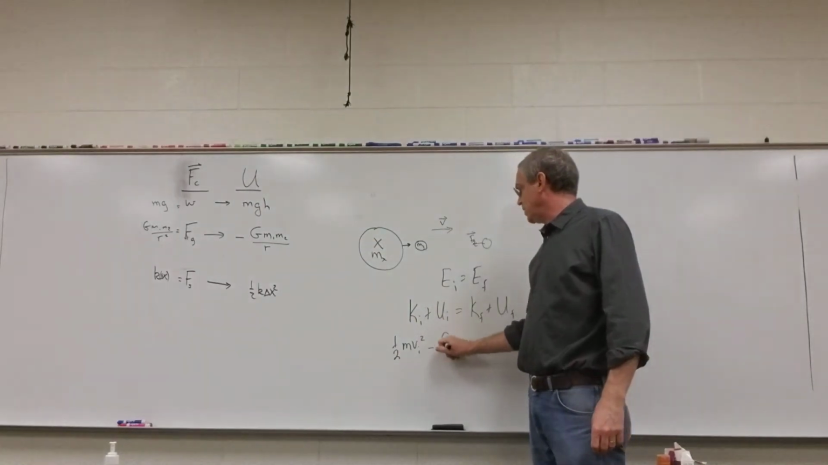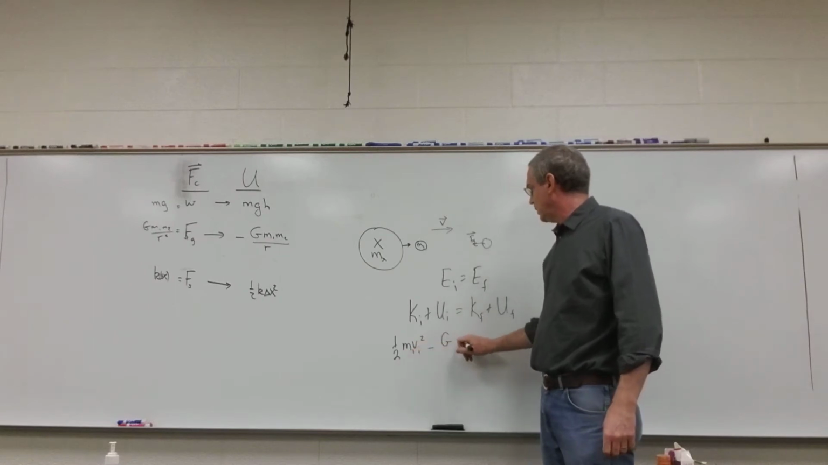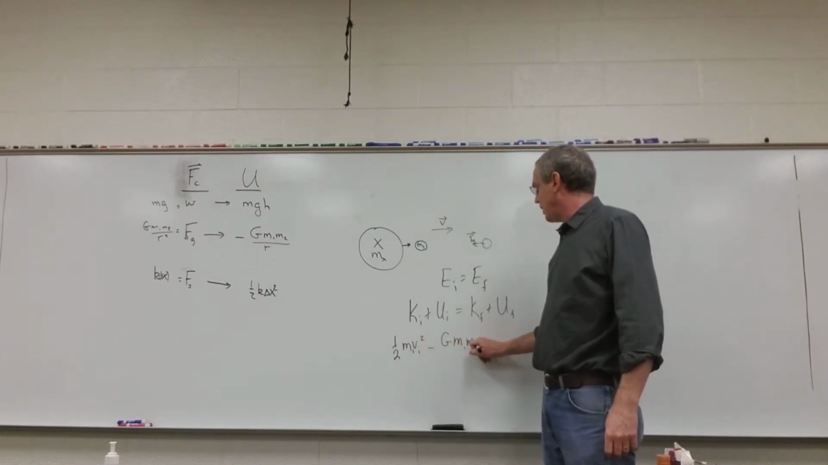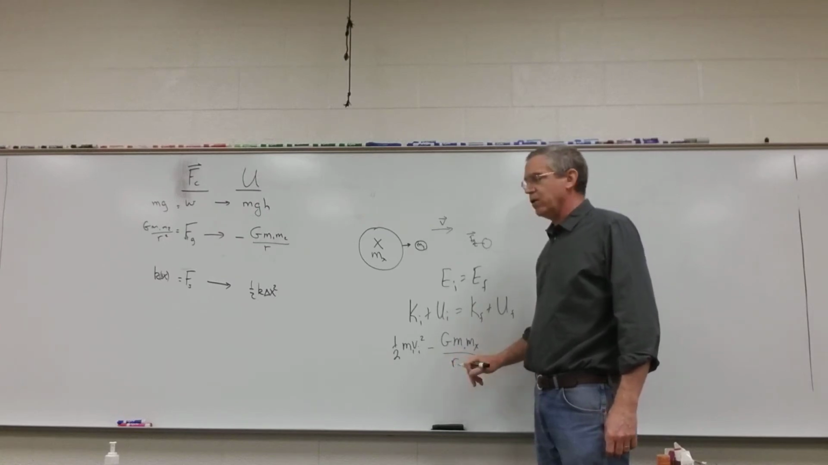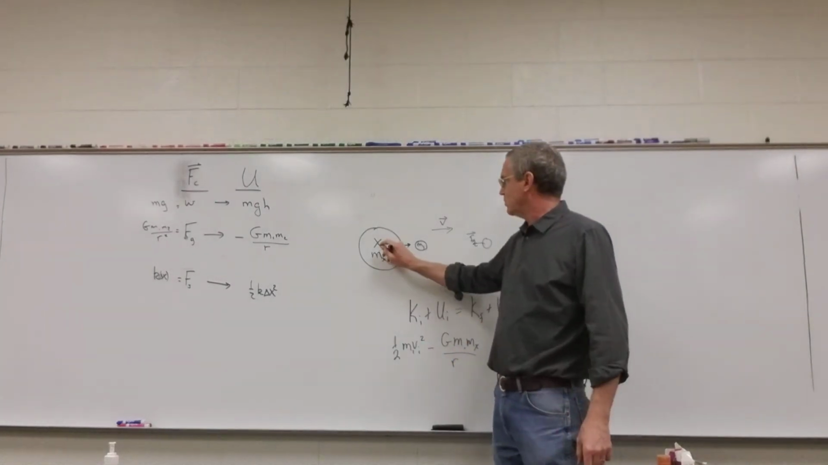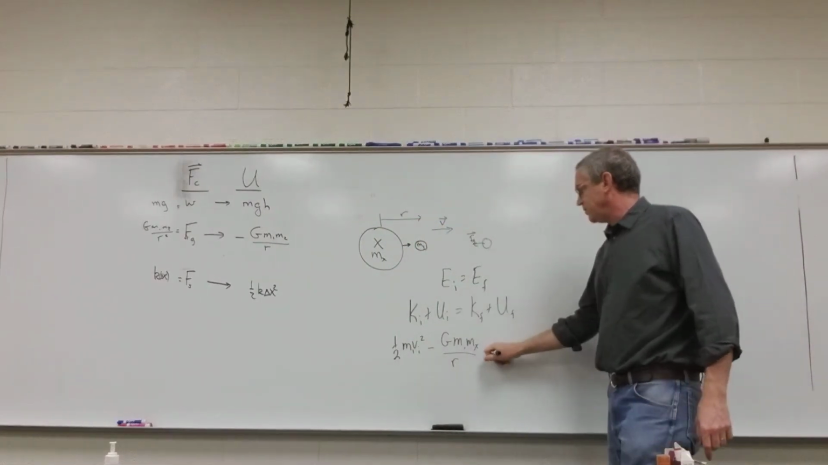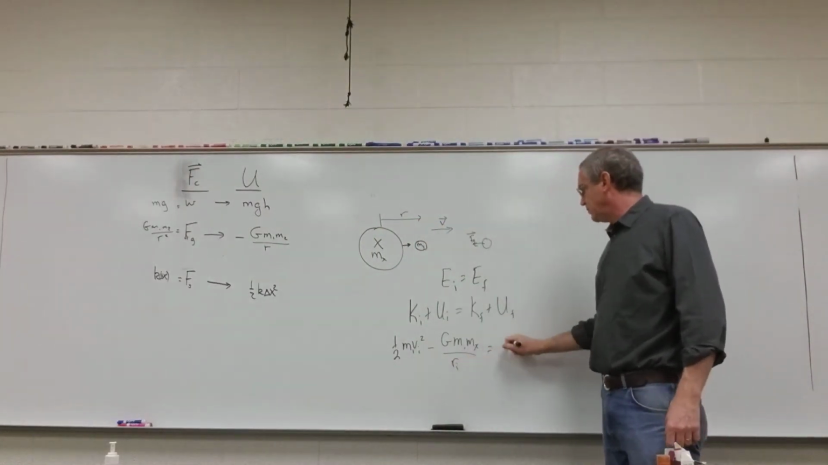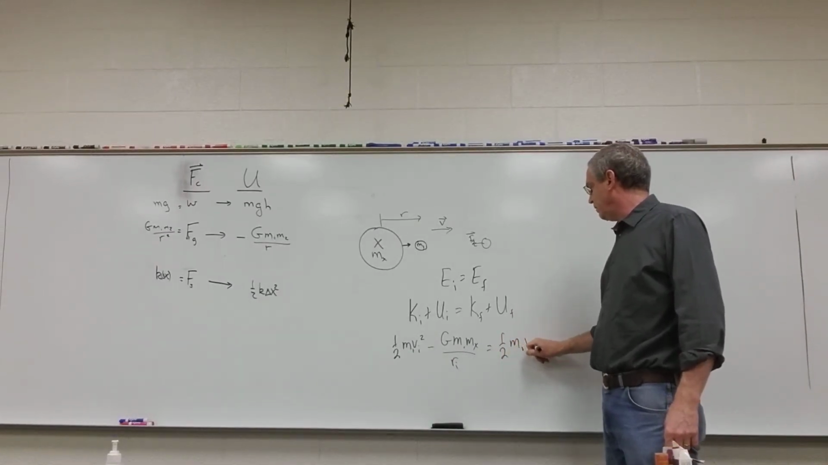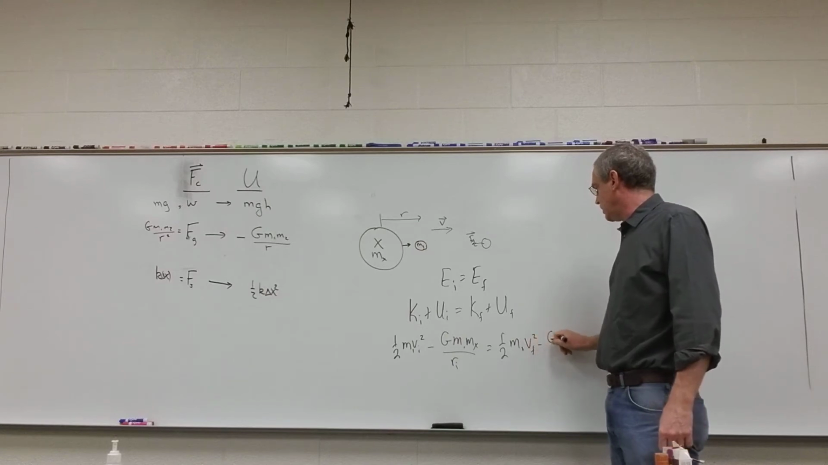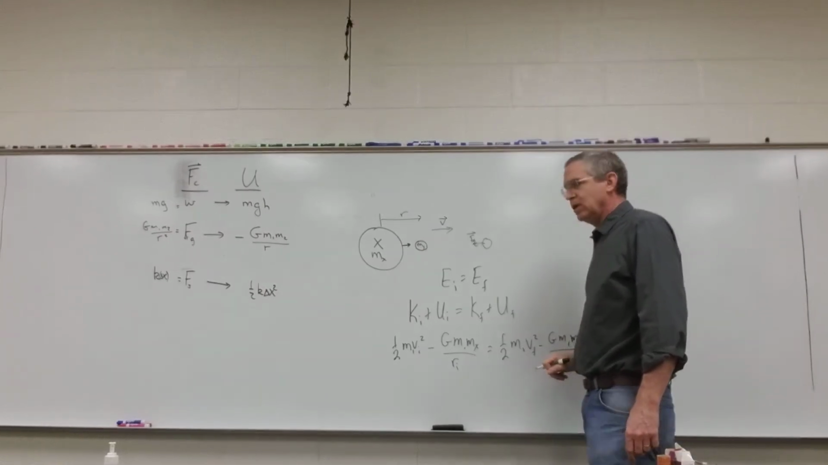So minus G, mass 1, mass x over r. And r is the distance from the center. So r would be the distance from here to here. That's r initial, is equal to 1/2 mass 1 v final squared minus G mass 1 mass x over r final.